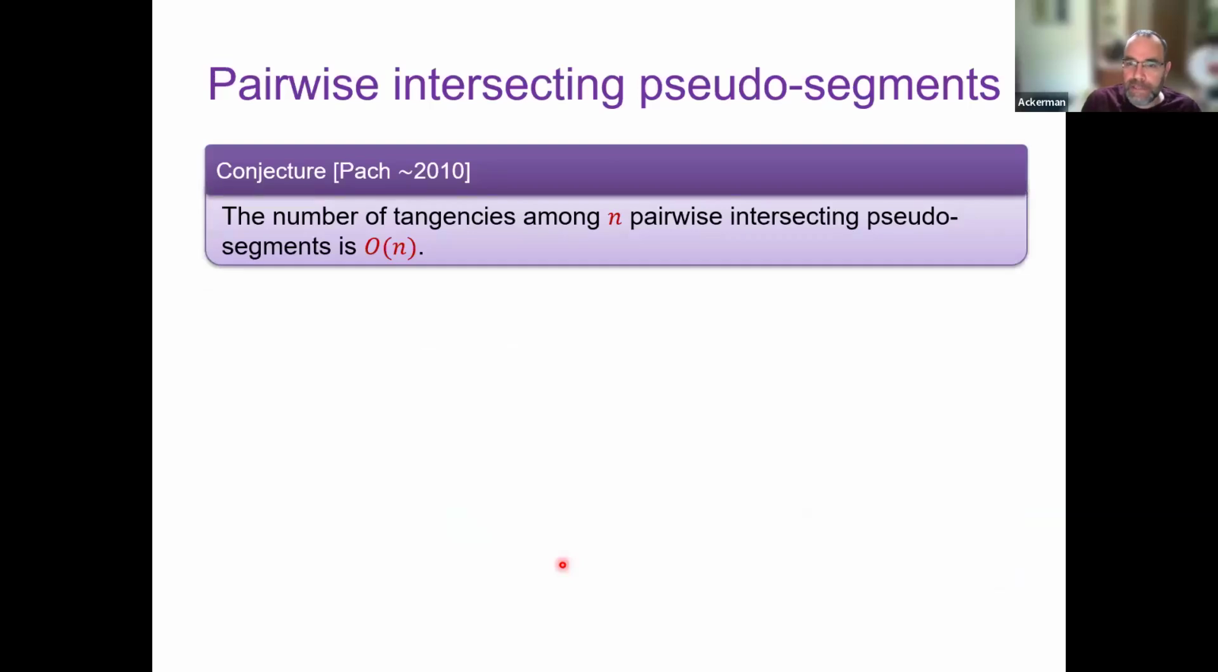Okay, going back to tangencies between curves, again, considering pseudo-segments. Remember that we have an upper bound of n to the power of 5 over 3 and a lower bound of n to the power of 4 over 3. But Pach conjectured that in the case that the pseudo-segments are pairwise intersecting, so every two either cross or are tangent, then the number of tangencies should be linear. So this conjecture is still open.